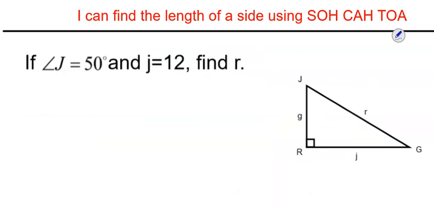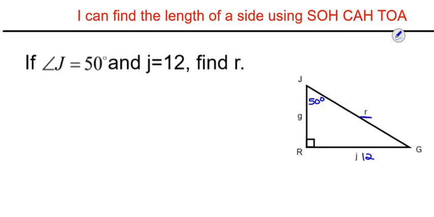Okay, so first example. If angle J is 50 degrees and side J, little j, is 12, find R. So first thing you want to do is draw your diagram and fill in your known information. So angle J is 50 degrees. I'm going to fill that in. And then little j is 12. And we need to find R.